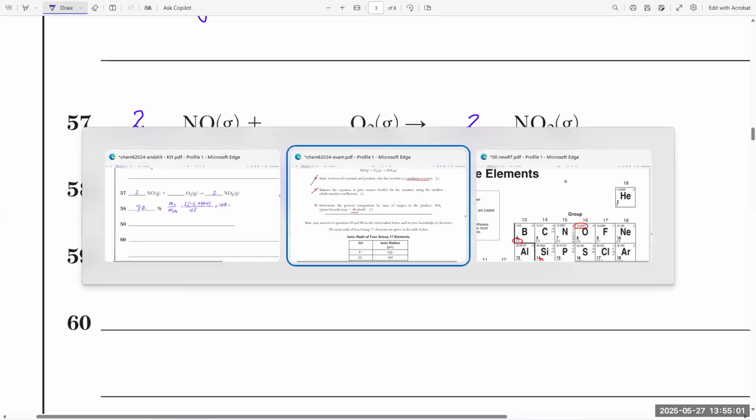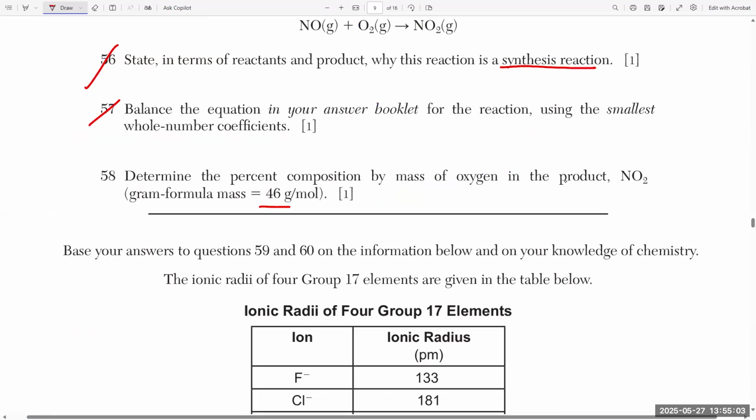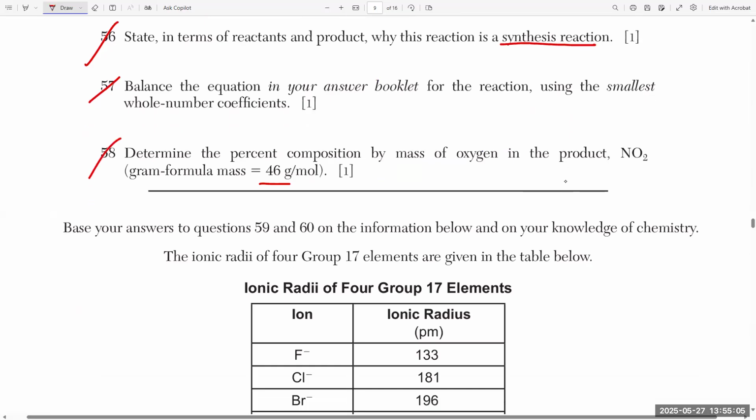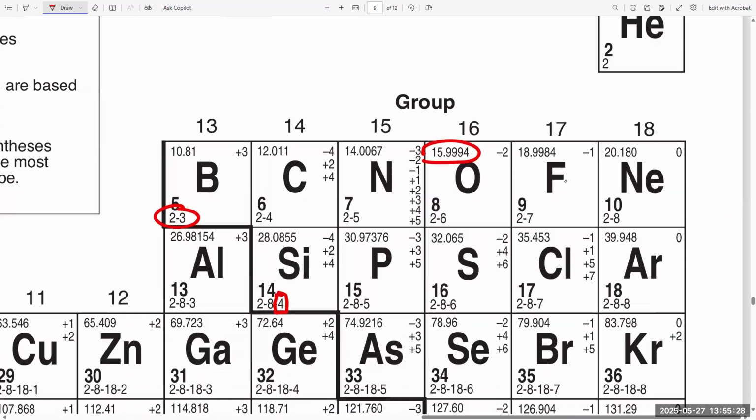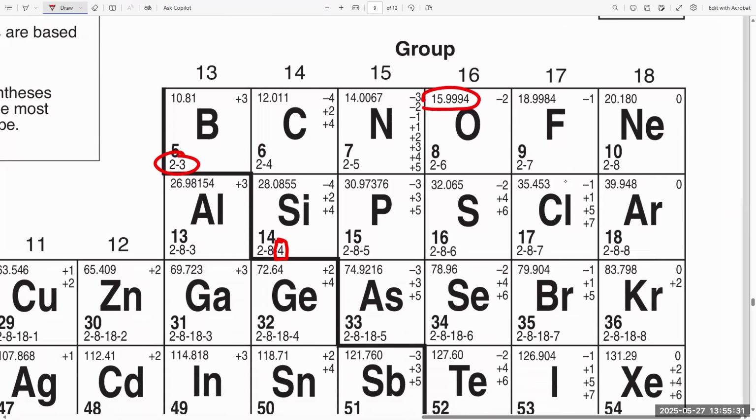All right, let's continue. 59. The ionic radii of group 17 elements are given in the table below. So group 17 is what? Halogens. Identify the noble gas that has atoms in the ground state with the same electron configuration of Br minus. So there's a couple of ways to do this. You can actually do the electron configuration. What's Br? Bromine is right here, and it's 2, 8, 18, 7.